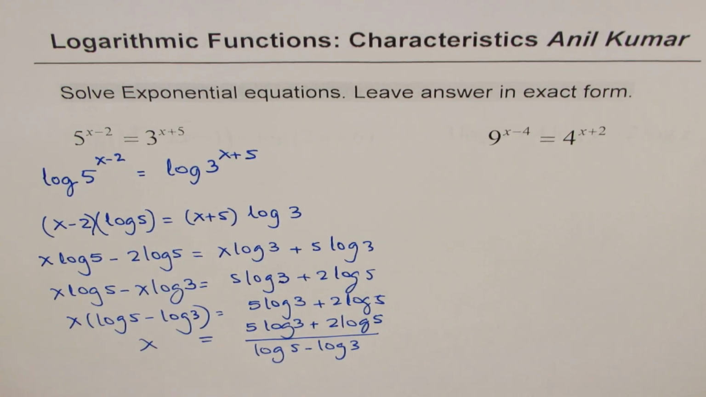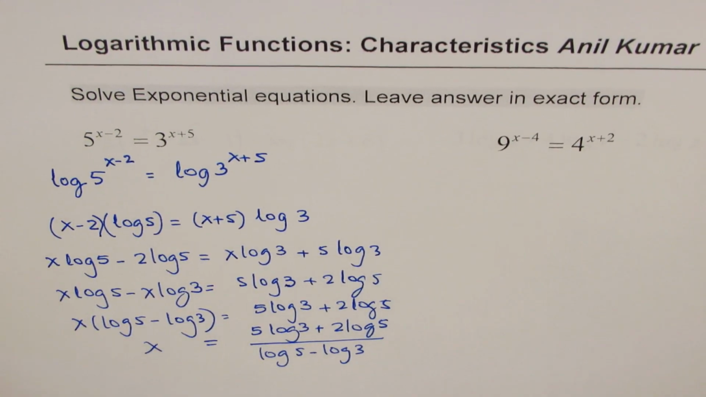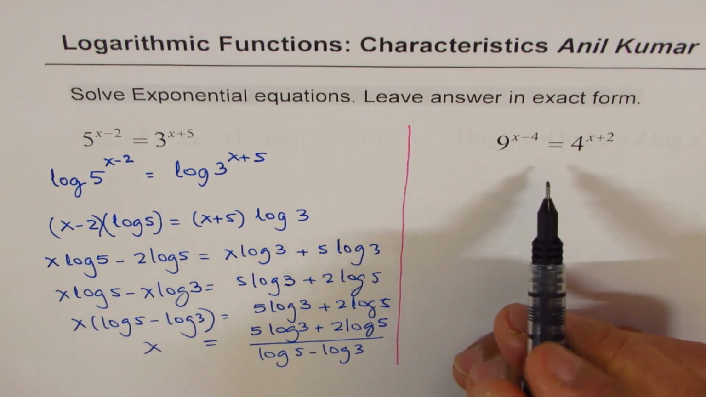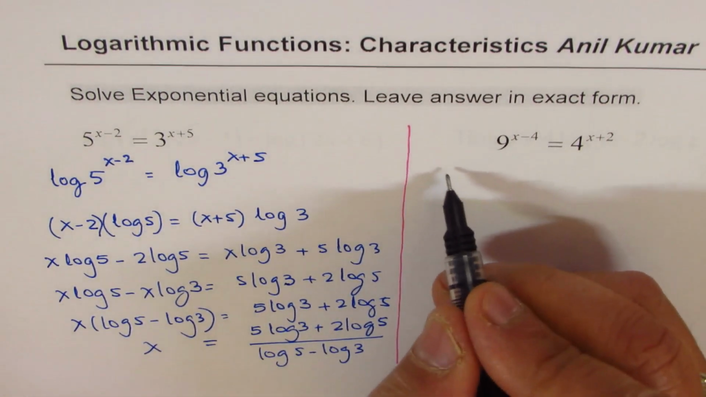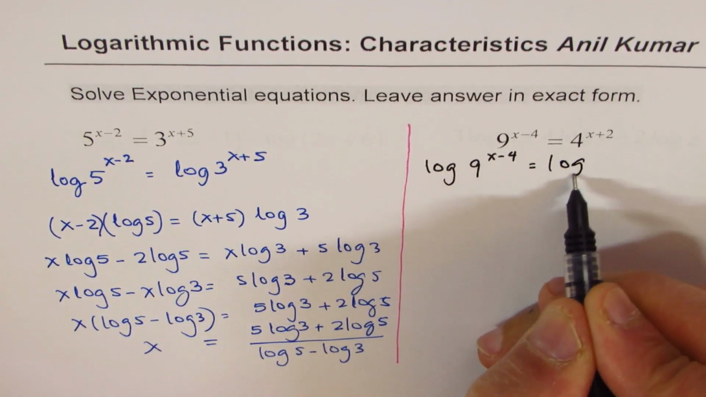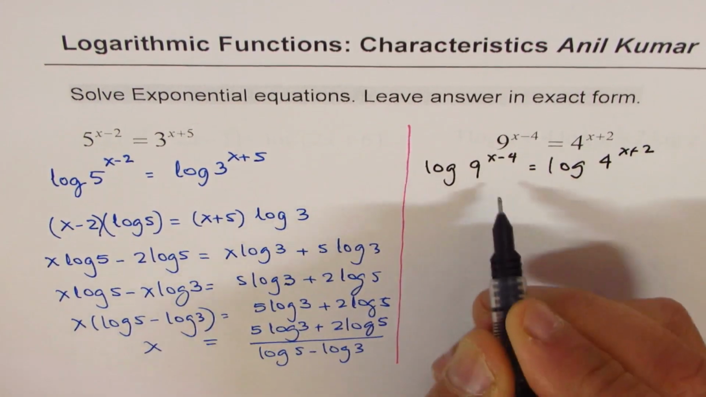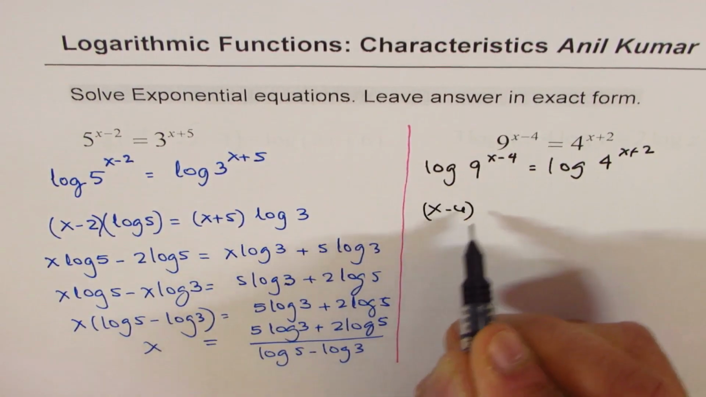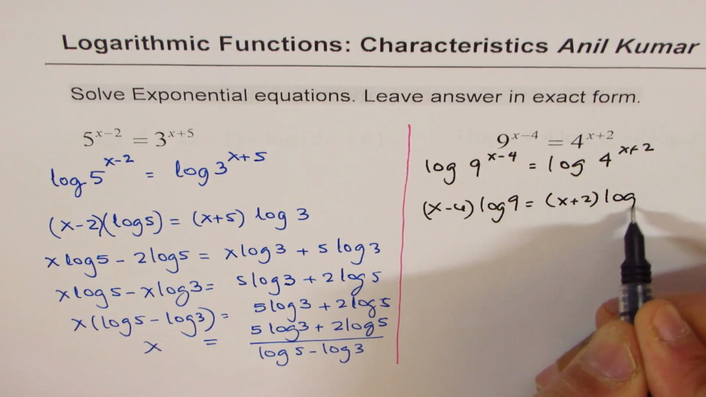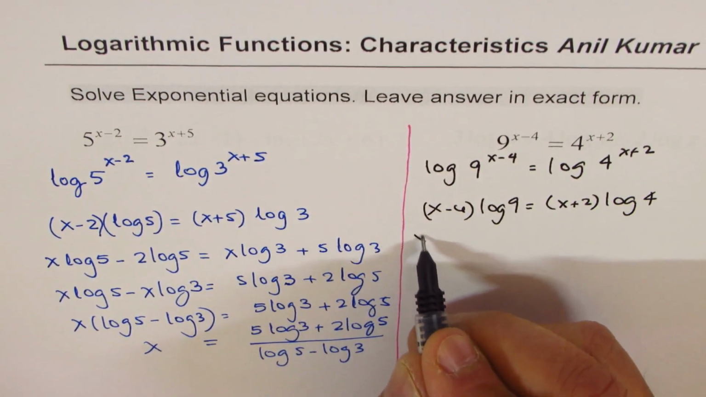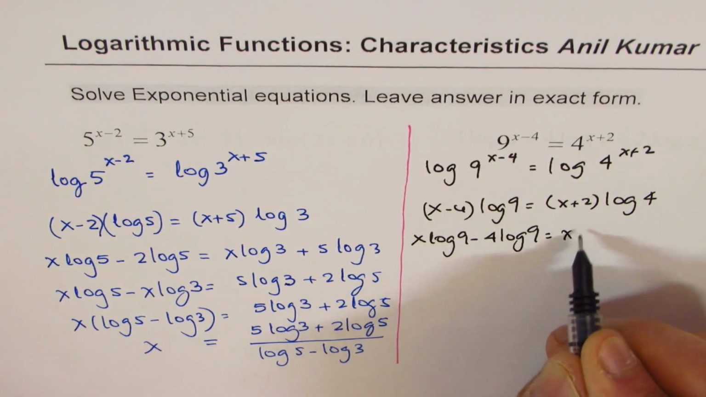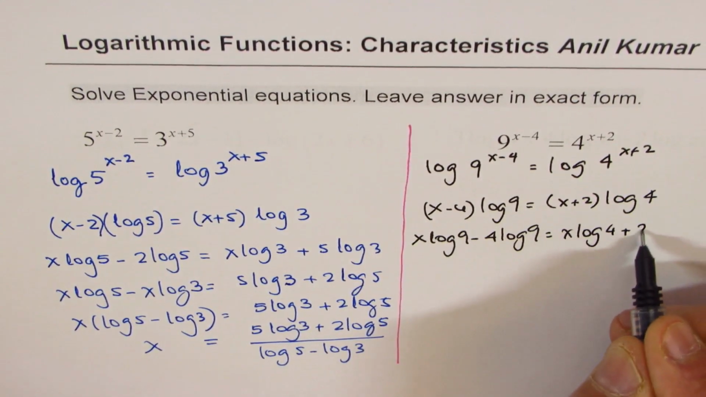Perfect. Let's do the second part now. Method is going to be exactly the same as we did for the first one. You can actually pause the video, do it yourself, and then look into my suggestions. So we'll take log both sides. We get log of 9 to the power of x minus 4 equals log of 4 to the power of x plus 2. So that gives you x minus 4 times log 9 equals x plus 2 times log of 4, and that is x log 9 minus 4 log 9 equals x log 4 plus 2 log 4, right?